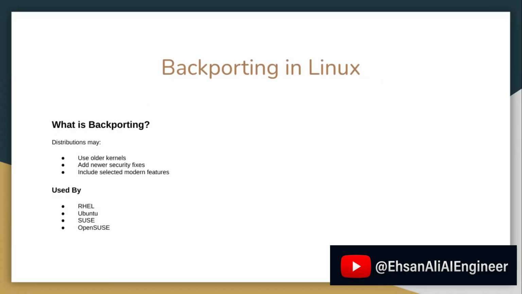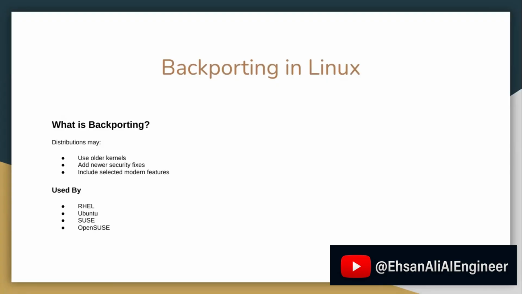One interesting practice used by enterprise Linux distributions is called backporting. Backporting means taking a feature, bug fix, or security enhancement from a newer kernel version and adding it into an older stable kernel. At first glance, you might think that an older kernel lacks modern functionality. However, enterprise vendors such as Red Hat, SUSE, and Canonical often backport important improvements into their supported kernels.